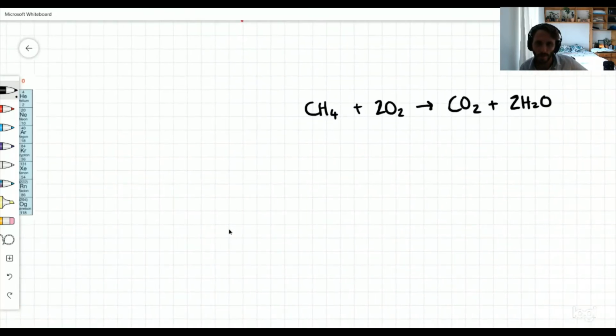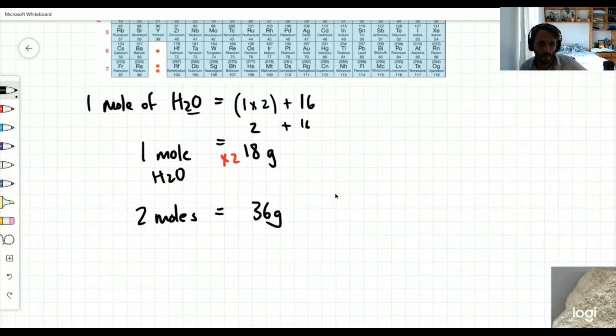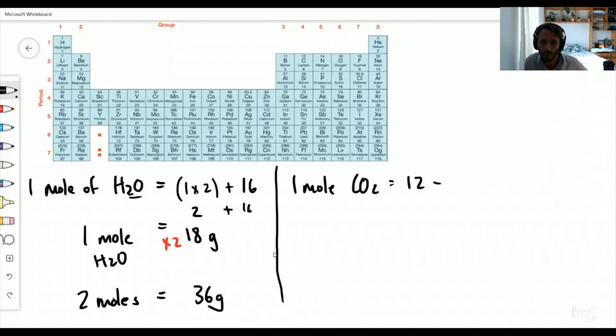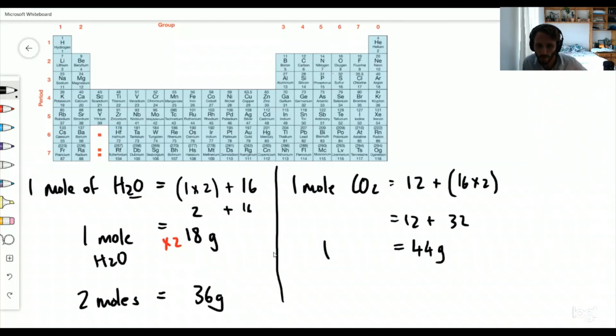Okay, what about carbon dioxide? Let's quickly do carbon dioxide. So let's just make a little divider here. 1 mole of carbon dioxide, one more time, we're going to take carbon, which is 12, and add it to 2 oxygens. 2 oxygens are 16 times 2, so this would be 12 plus 32. This gives me 44 grams of 1 mole of carbon dioxide. Sorry, there's supposed to be 1 mole there. Another way you could write this is carbon dioxide is 44 grams per mole, per 1 mole.